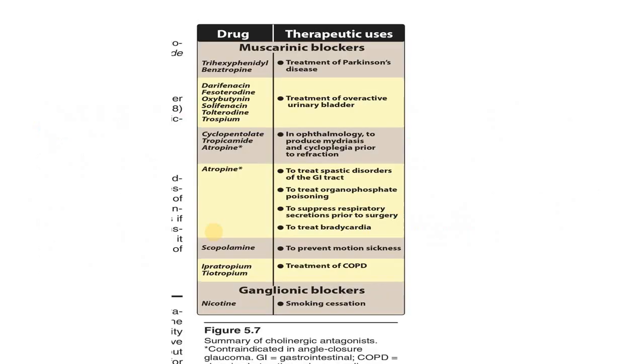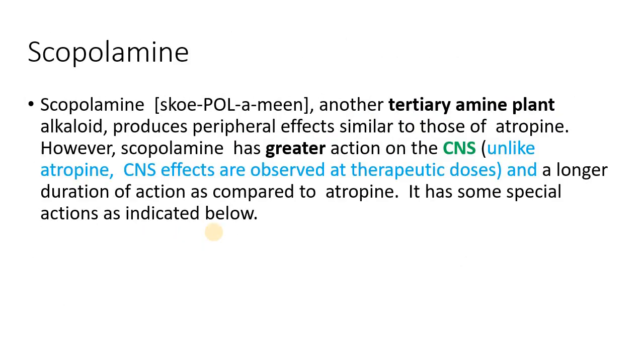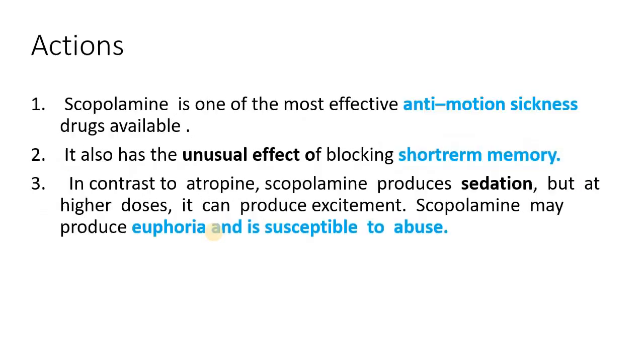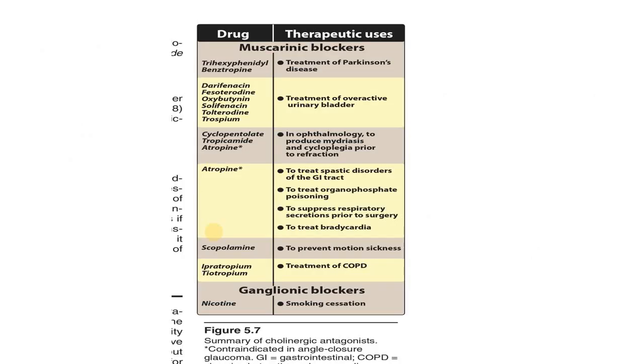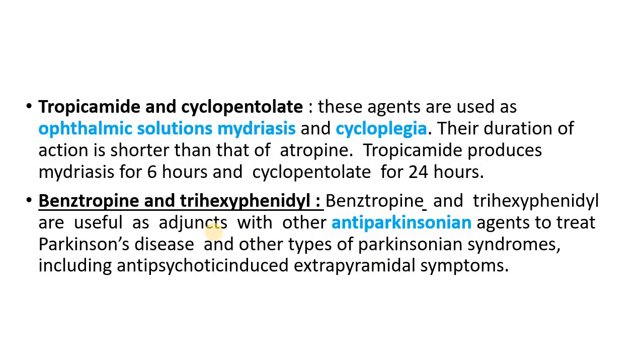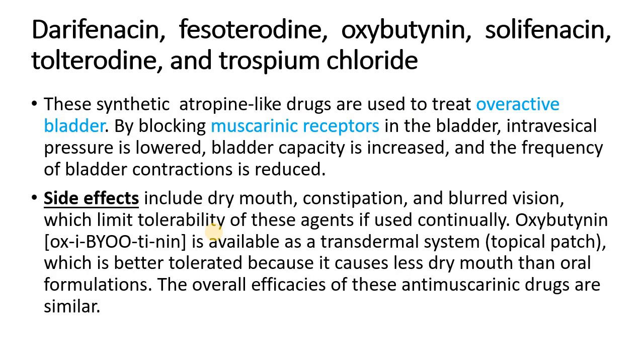So this is all about the cholinergic antagonists. In the previous slide we discussed atropine, and in this slide we discussed scopolamine. Therapeutic uses of scopolamine, ipratropium, and tiotropium, which are used in COPD patients. Then we discussed a summary of muscarinic blockers and the ganglion blockers. Then tropicamide, and benztropine and trihexyphenidyl, which are used for Parkinson's disease, and the group of drugs used for the overactive bladder. And the important point is oxybutynin is available as a transdermal patch, so it helps to reduce its side effects.